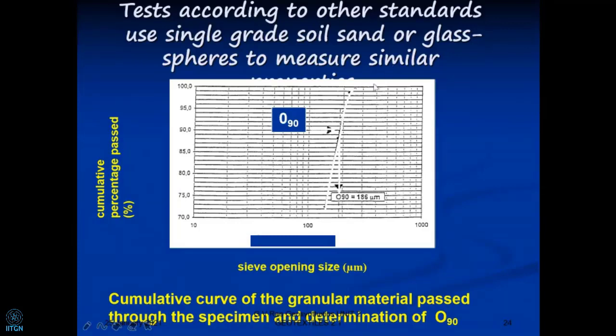So we are trying to get a distribution. In this case, this is the size of the beads, this is the cumulative percentage passed, and this is the percentage. What we are going to look at is this entire thing. In this case, we find that O90 is 186 microns. So the cumulative of the granular material passed through the specimen is going to be O90 or O10, whatever we try to place. That means 90% passing through, and 10% retained on the geotextile. So 10% retained, 90% passing is what we get for each size, and that's how we get this entire curve.